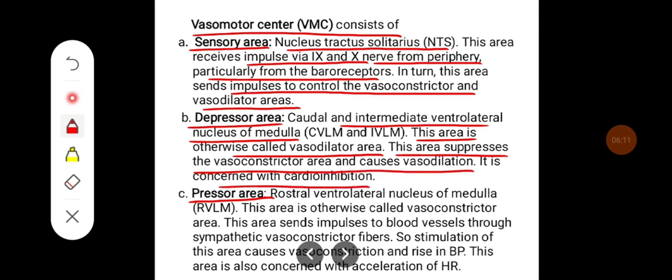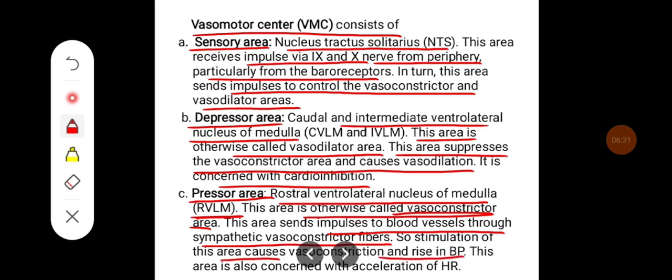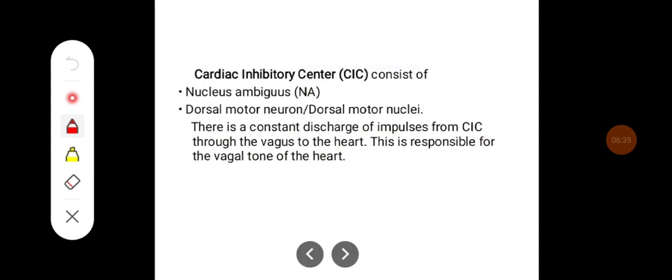Pressor area, the rostral ventrolateral nucleus of medulla, that is RVLM, is the pressor area. This area is otherwise called the vasoconstrictor area. This area sends impulses to blood vessels through sympathetic vasoconstrictor fibers. So stimulation of this area causes vasoconstriction and rise in blood pressure. This area is also concerned with acceleration of the heart rate.